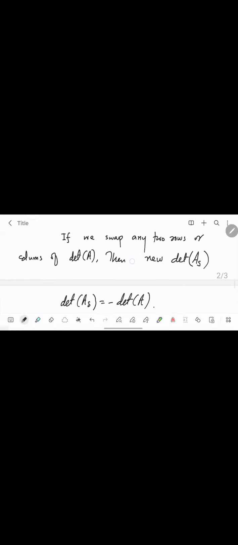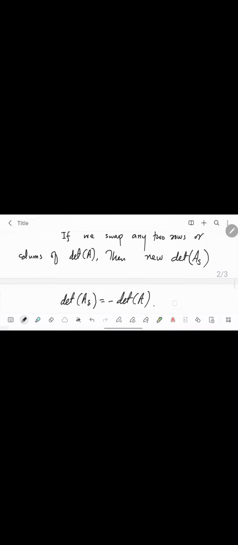Make sense? So the original matrix has some determinant, and after swapping any two rows or any two columns, we get a new determinant. So both determinants are negatives of each other. This is the rule. Here is the proof. Again, I will do it for a 2 by 2 matrix first, and then for a 3 by 3 matrix.